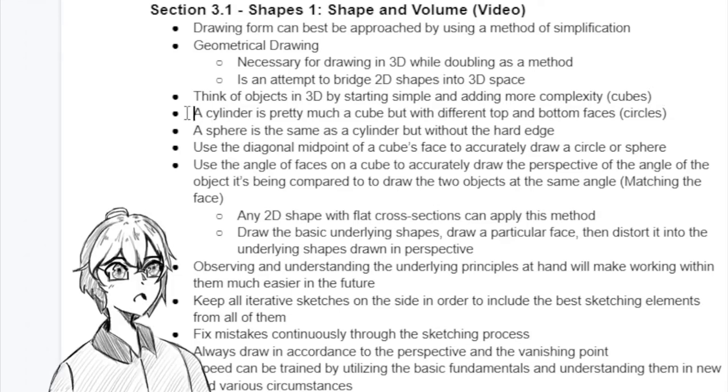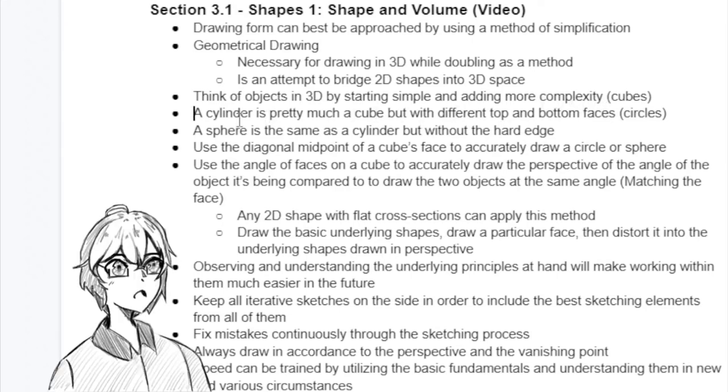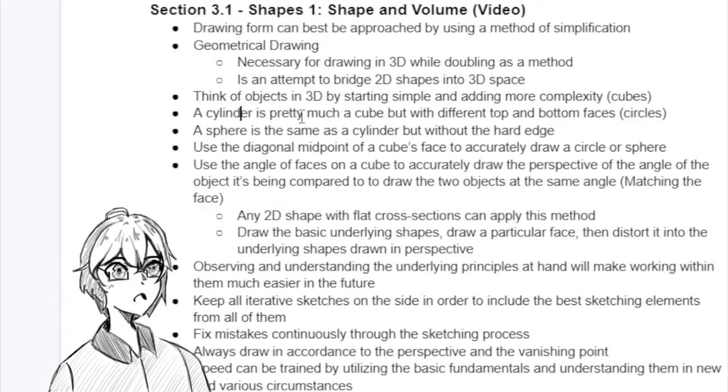And then some stuff on representing different types of objects that you might need in order to make this change. Besides the cube, you have a cylinder, which is pretty much just the cube, but with different top and bottom faces, which are just going to be circles. And then your sphere, which is the same as the cylinder, but without the hard edge. You create a circle split between both halves of the square, and then you round out the edges that the perimeter creates within that.